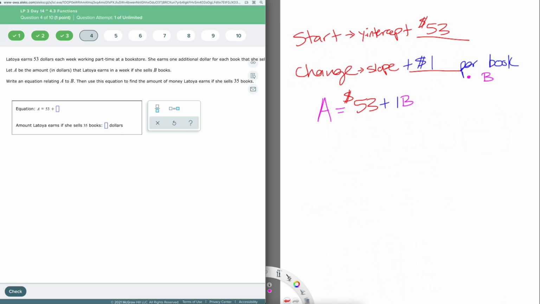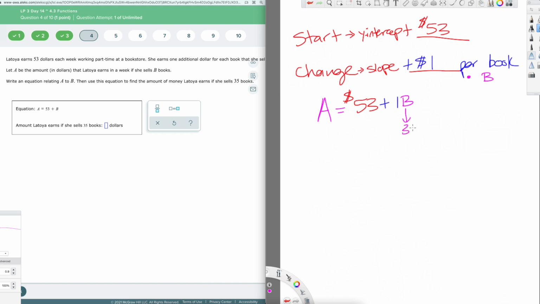And I don't have to multiply B, since it's $1 for every book, however many books she sells is the amount of dollars that it will go up by. So that's why we don't have any multiplication happening in front of the B there. It's just if she sells 35 books, she gets an extra $35, right? So with this one, we know she sold 35 books, so we're going to add the 53 to that.